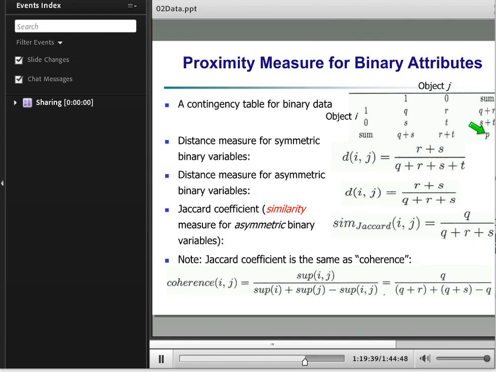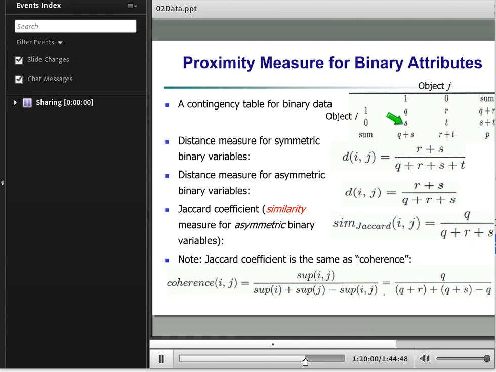Four cases can be presented like this, and we can sum these columns and rows: Q plus R, S plus T, Q plus S, R plus T, and the total of these values is P.